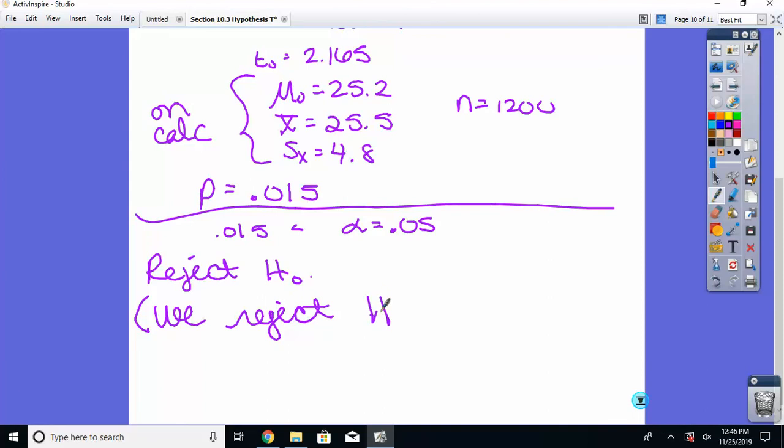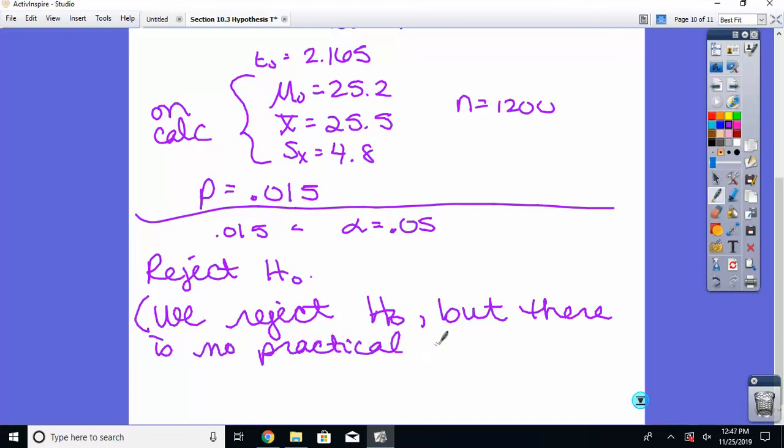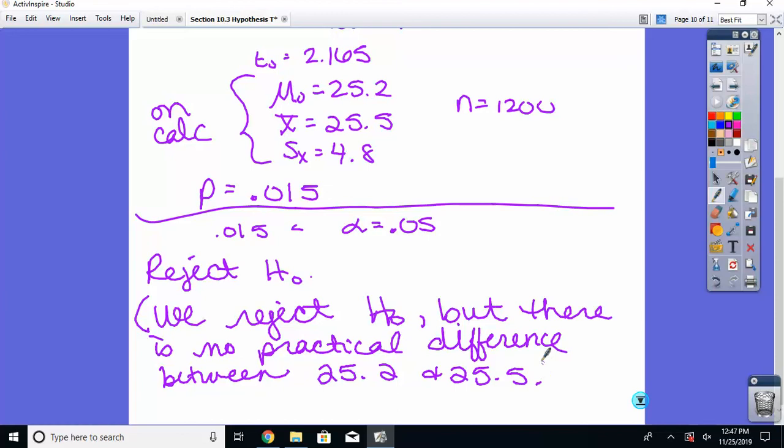So we reject the null, but there is no practical difference between 25.2 and 25.5 when we're talking about age. So it was statistically significant, but if we're thinking about it in practical terms, it wouldn't matter.